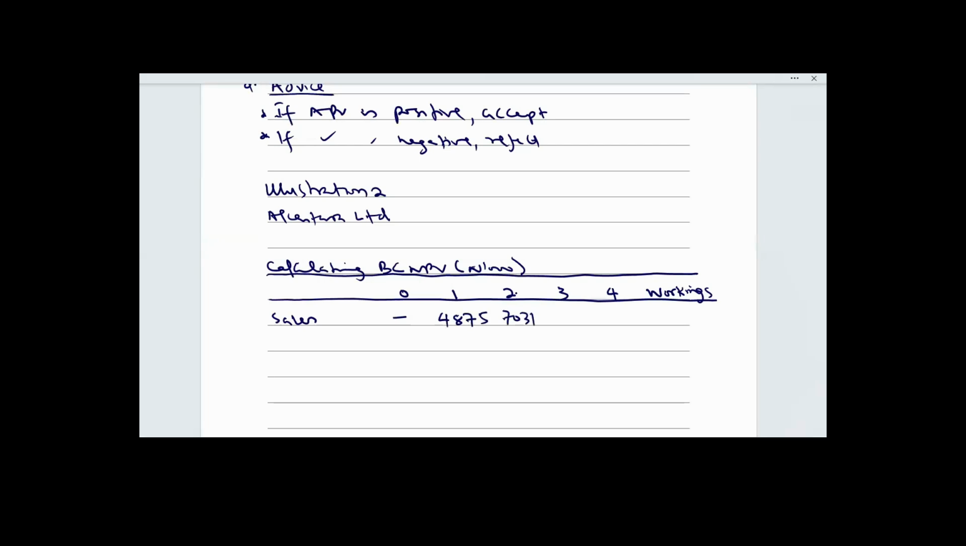7031. I think this is 10,136, then 10,962. Working number 2. Okay, let me write that. So working number 2, variable cost.